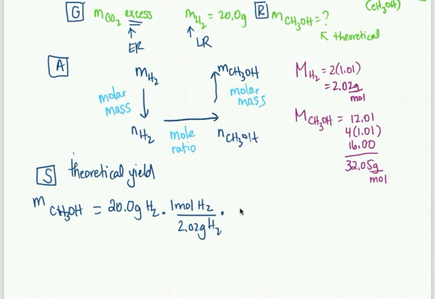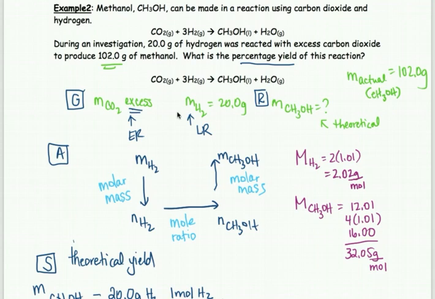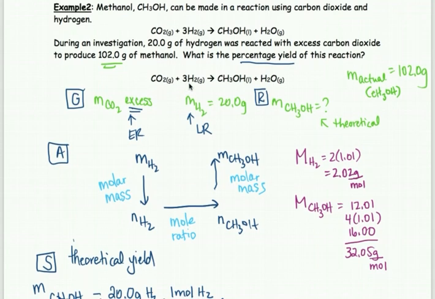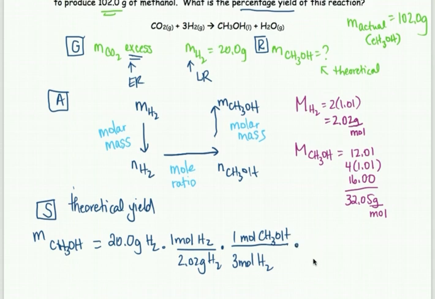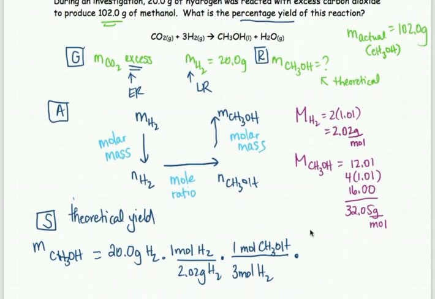Okay, and then now we're at the mole ratio step here. So we're looking at the balanced chemical equation back up here. We have hydrogen to methanol is 3:1. So the one we know goes to the bottom. The one we need to find goes to the top here. And that way the units will cancel out appropriately. All right, and the last step is to use the molar mass, which is 32.05.